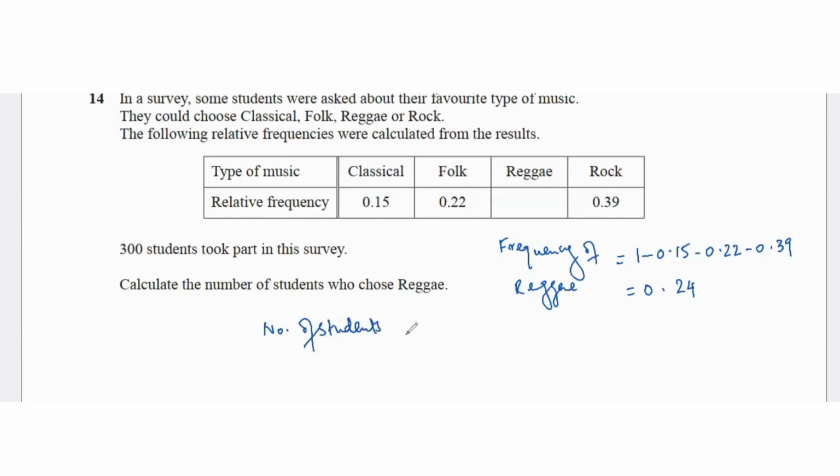Now to find the number of students, what we will do is multiply 300 with 0.24 because 0.24 is your fraction of the total students, and that gives us 3 times 24, which is 72. So that is your answer.